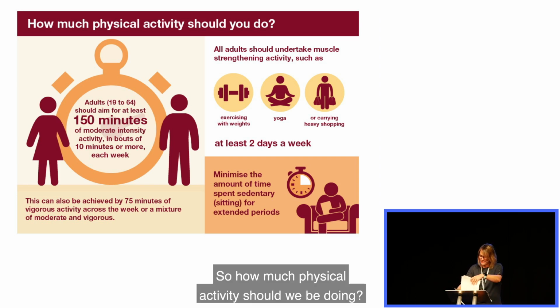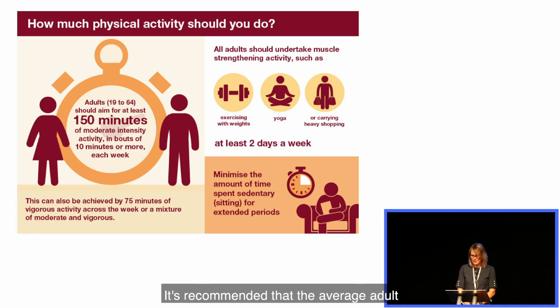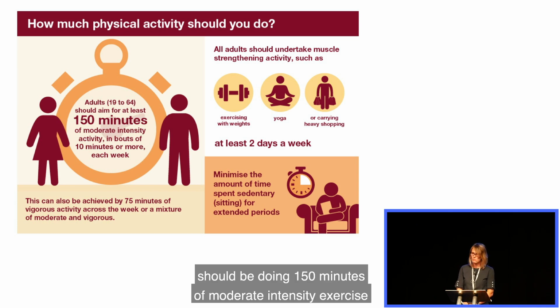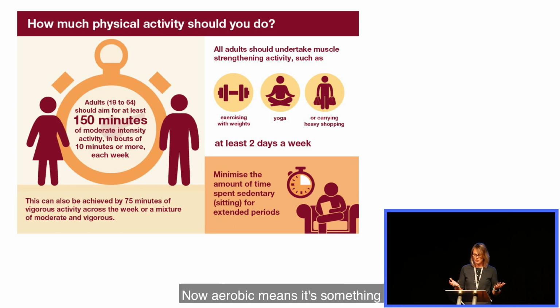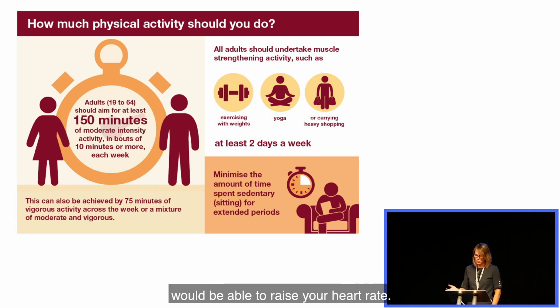So how much physical activity should we be doing? Well, again, this is an infographic produced to provide us with some guidance on this. It's recommended that the average adult should be doing 150 minutes of moderate intensity exercise of an aerobic nature. Now, aerobic means it's something that will raise your heart rate, such as brisk walking. Now, if you struggle with walking, there are alternatives to this, such as cycling or swimming, which again would be able to raise your heart rate.